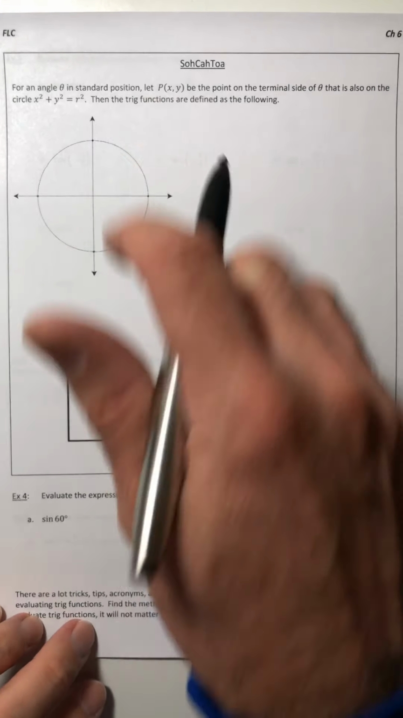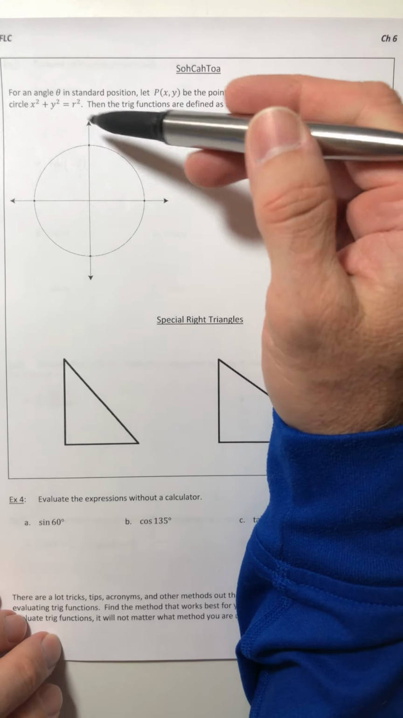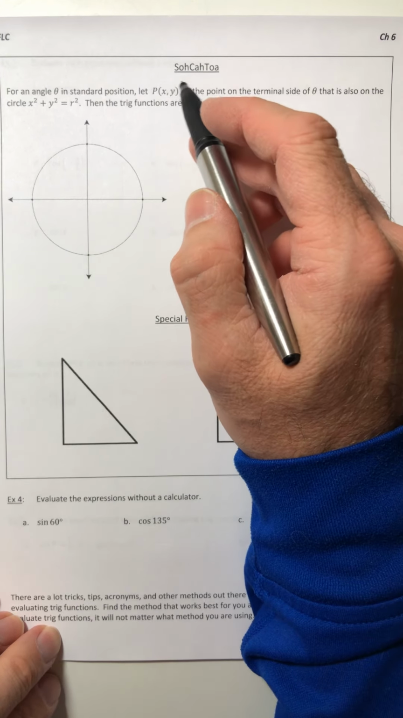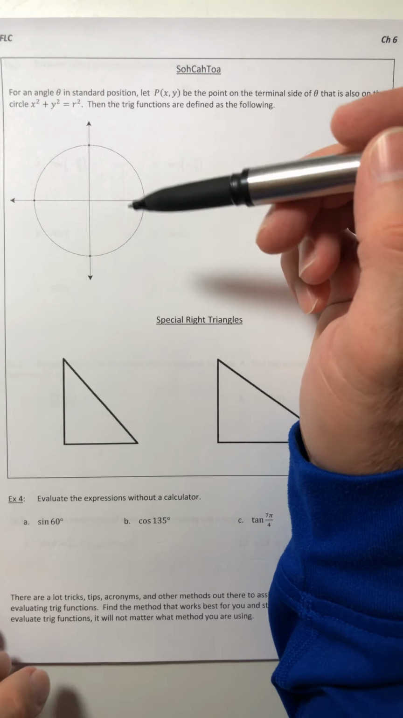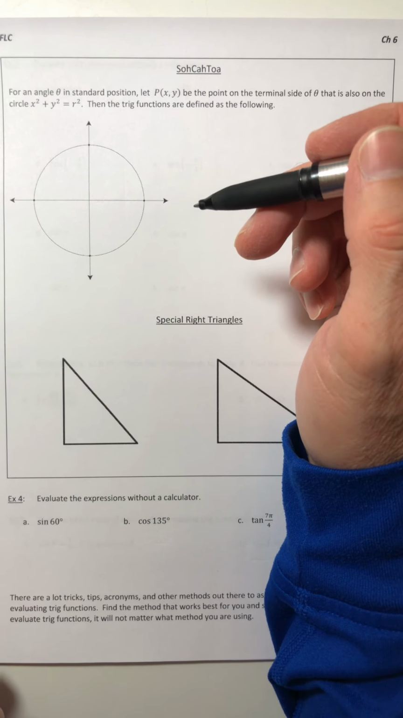All right, welcome back. In the last video we looked at the unit circle definitions and how to evaluate trig functions off of that. But again, that's not the only way. Another way is to use triangles and SohCahToa, and a lot of students like this way because it brings them back to geometry and they're using what they've already seen before.